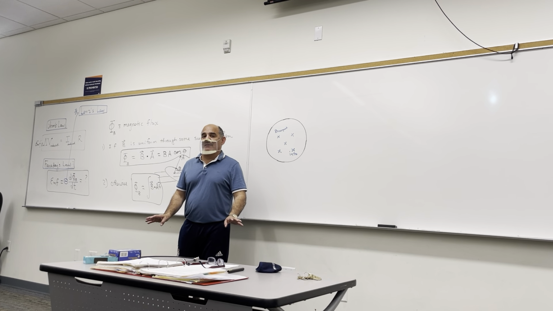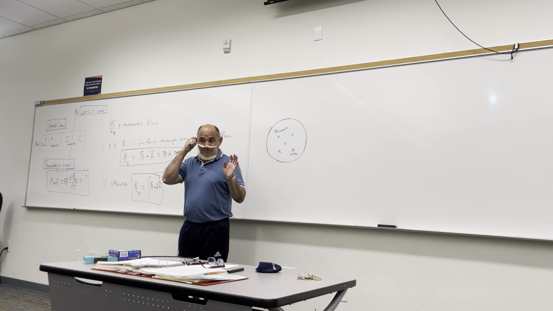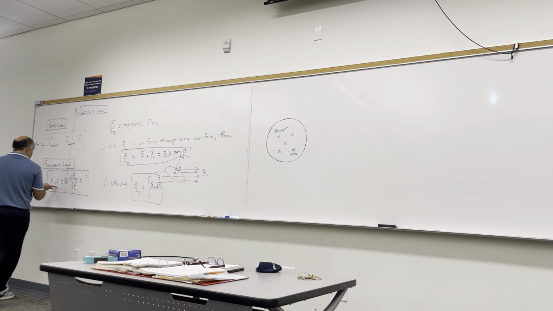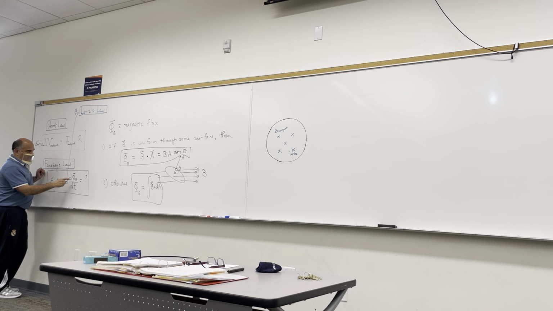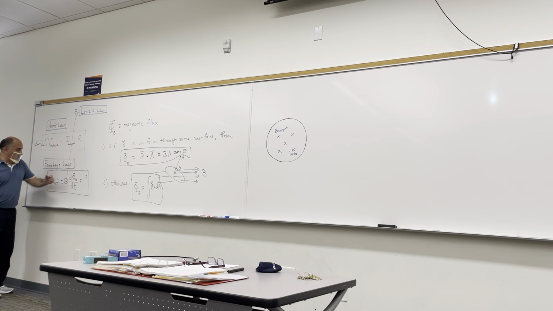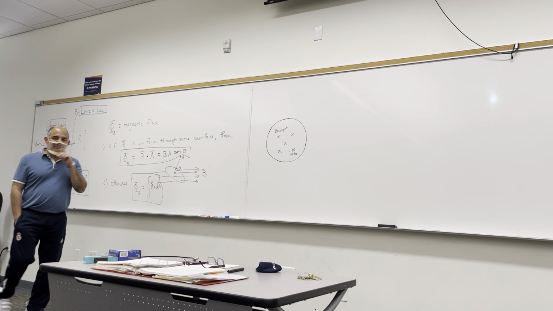I'm happy. Happy because there's no voltage induced in it. Because if the magnetic flux is a constant, the derivative of a constant with respect to time is 0, right? So if this is 0, there's no induced voltage, there's no current in the ring. Yes?